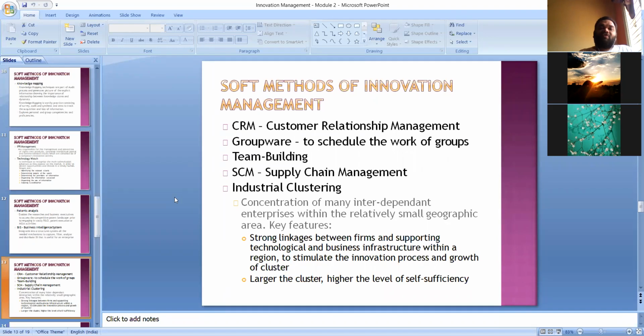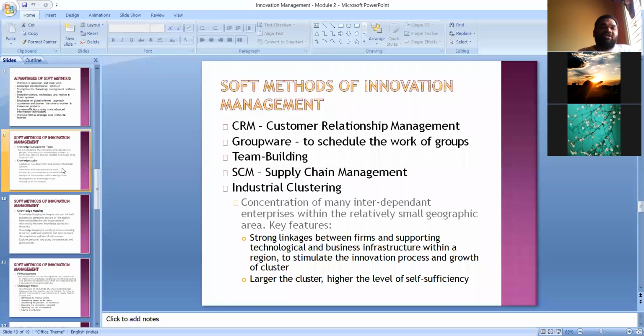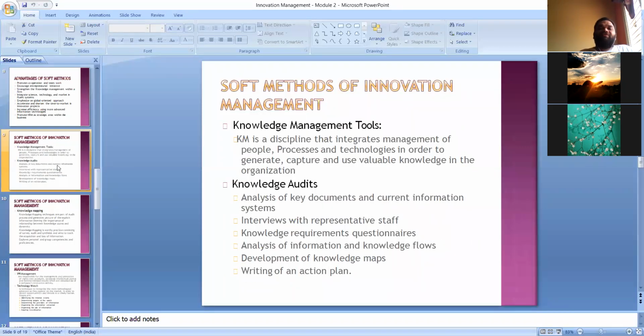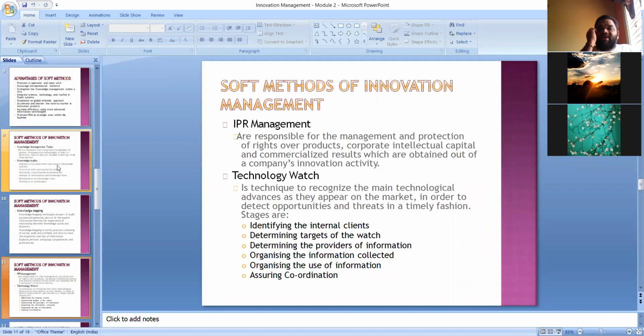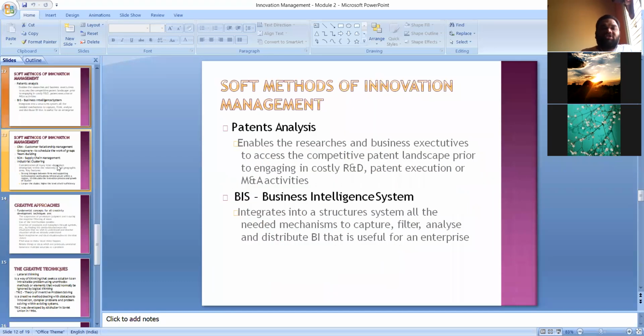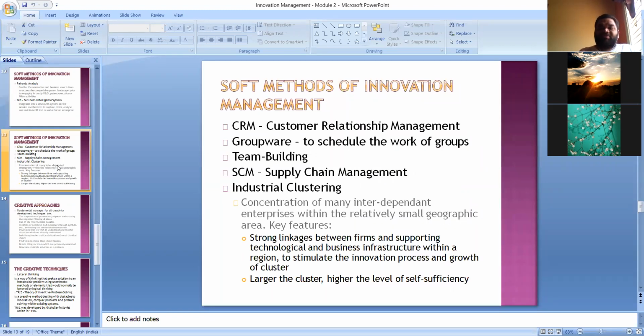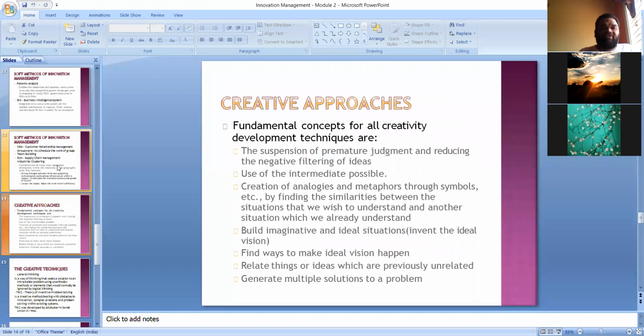So these are all the soft methods of innovation management. I have already told you this is a very, very important question. They will directly ask you what the soft methods of innovation management are. According to your syllabus, these are the soft methods: knowledge management tools, knowledge audits, knowledge mapping, intellectual property right management, technological watch, patent analysis, business intelligence system, customer relationship management, groupware to schedule the group of groups, team building, supply chain management, industrial clustering. Let us go to the next slide, that is creative approaches.